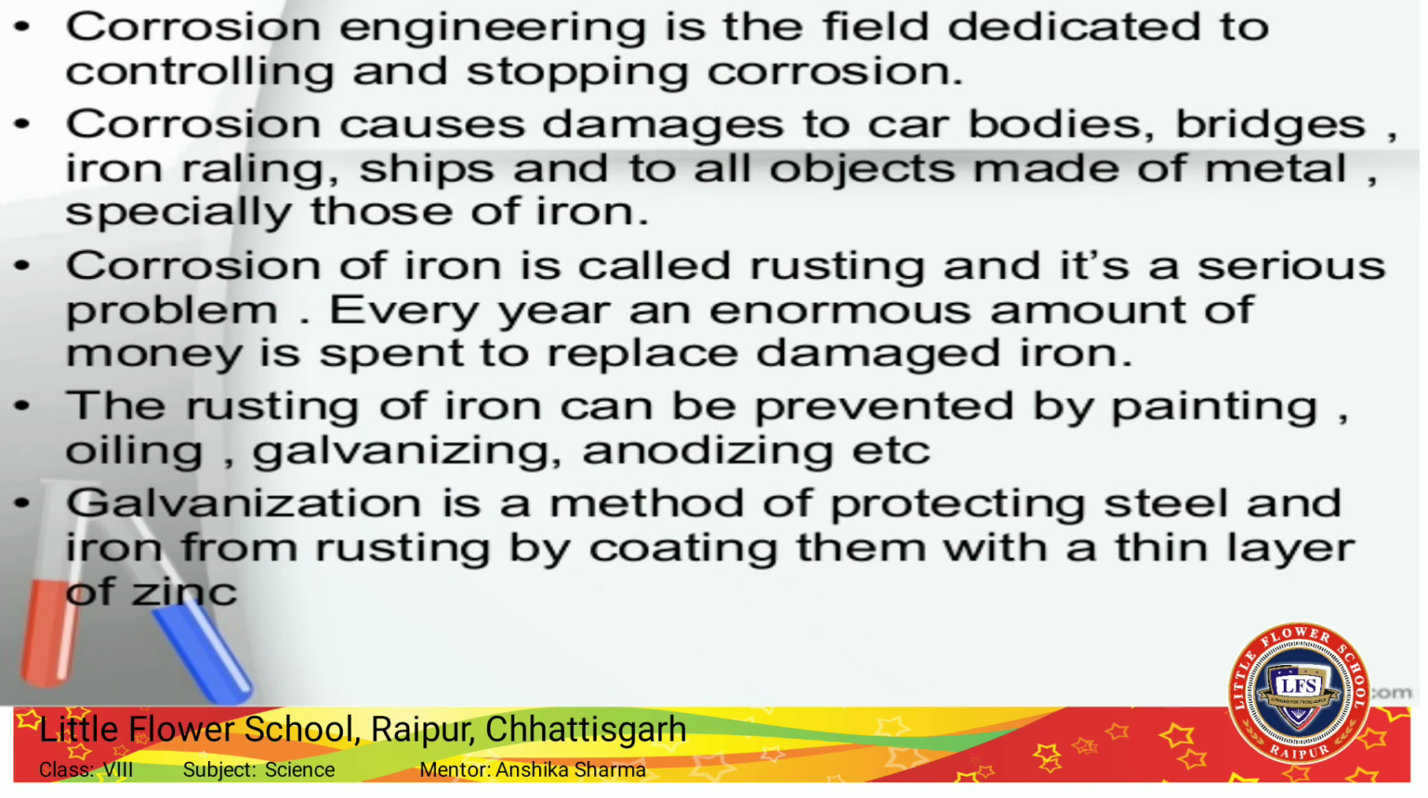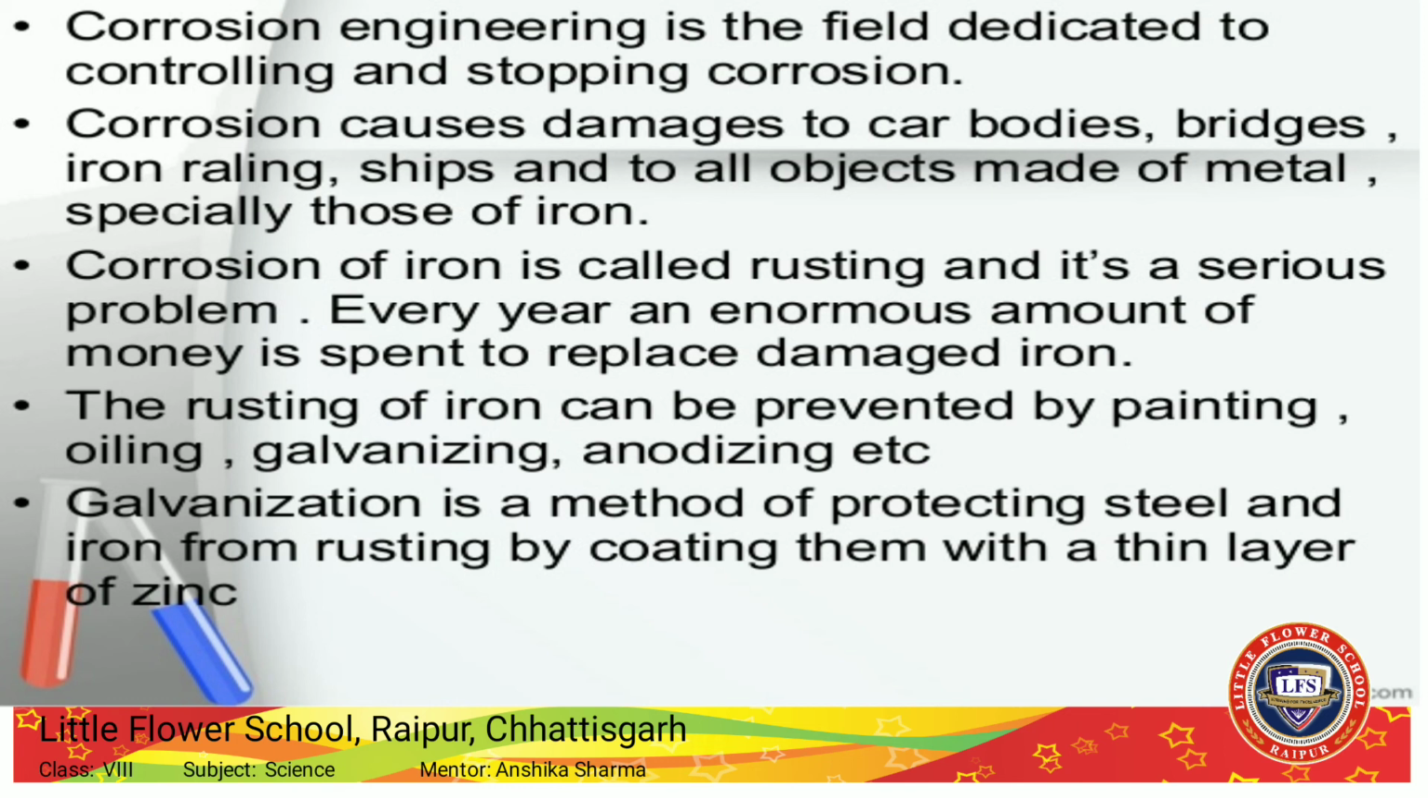Corrosion engineering is the field dedicated to controlling and stopping corrosion. Corrosion causes damage to car bodies, bridges, iron railings, ships and all objects made of metal, especially those of iron. Corrosion of iron is called rusting and it's a serious problem. Every year, an enormous amount of money is spent to replace damaged iron.